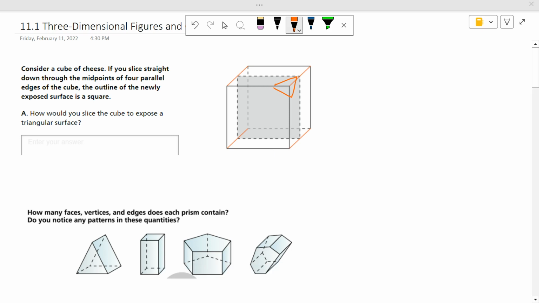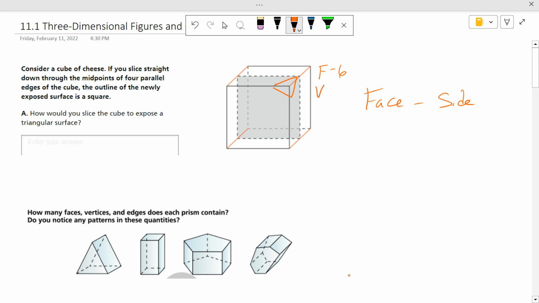Now, what we're going to be working on is figuring out how many faces, vertices, and edges there are. So you got to know what each of them are. A face is a side. How many faces does this thing have? How many sides does it have? 6 sides. So this thing right here, the number of faces would be 6.